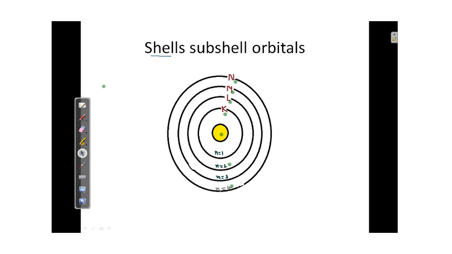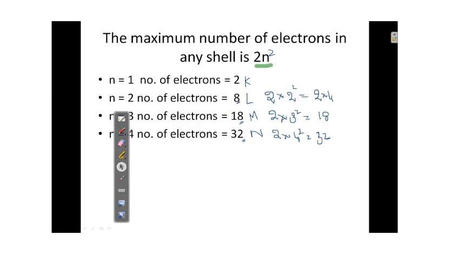When n is equal to 1, it refers to the K shell, n is equal to 2 refers to the L shell, n is equal to 3 refers to the M shell, and n is equal to 4 refers to the N shell. Here, small n represents the principal quantum number. The maximum number of electrons in any shell is given by 2n square.